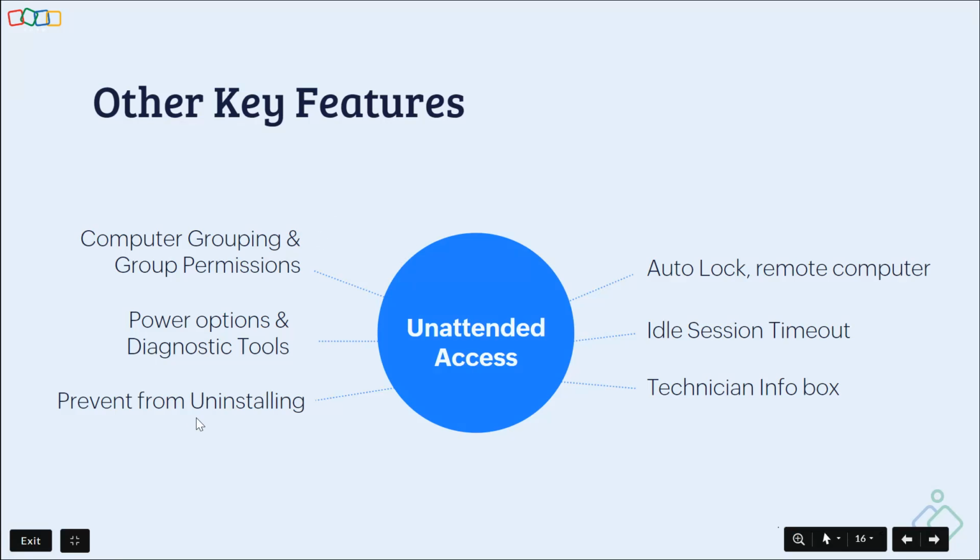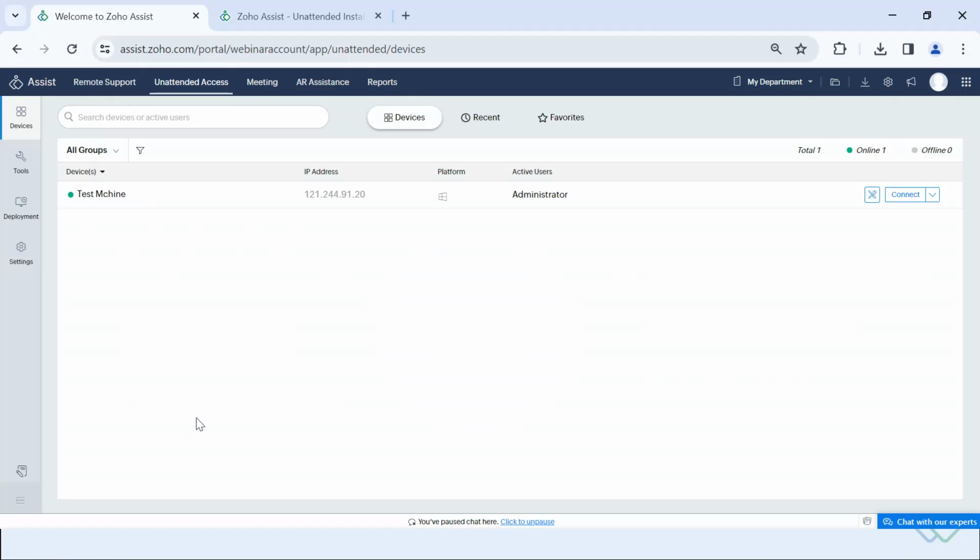Down below, we have an option, prevent from uninstalling. You have an idea that in order to set up a device for unattended access, you need to install the agent on the target machine. As an administrator, in case you wish to restrict the end user from deleting the agent from the control panel, you can enable the option within the settings. I'll show you where you can enable the option.